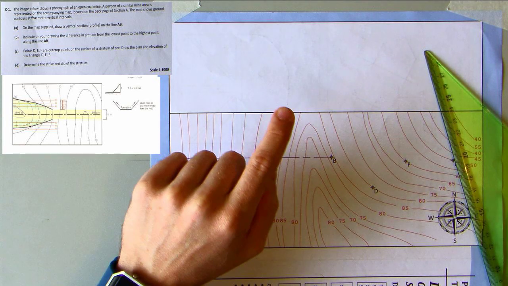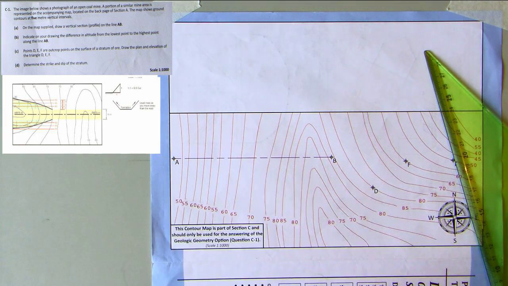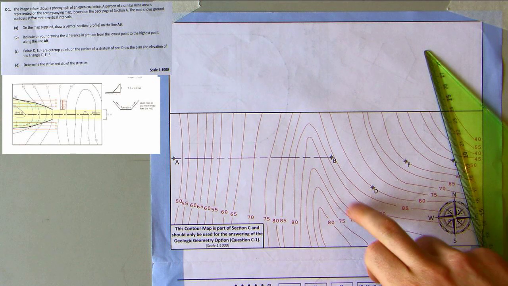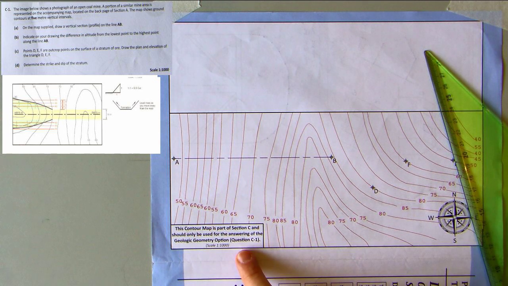You can see the question up here in the top left hand corner, and it says the image below shows a photograph of an open coal mine, which I haven't included on this, but it is on the question sheet. A portion of a similar mine area is represented on the accompanying map located on the back page of section A, which is this, and the map shows ground contours at 5 meter vertical intervals. So the question is, part A, on the map supplied, draw a vertical section or profile on the line AB.